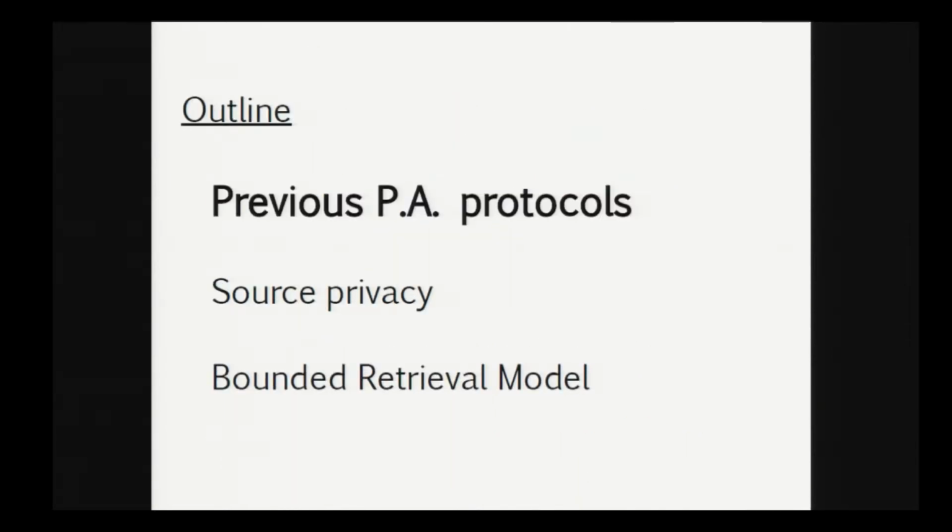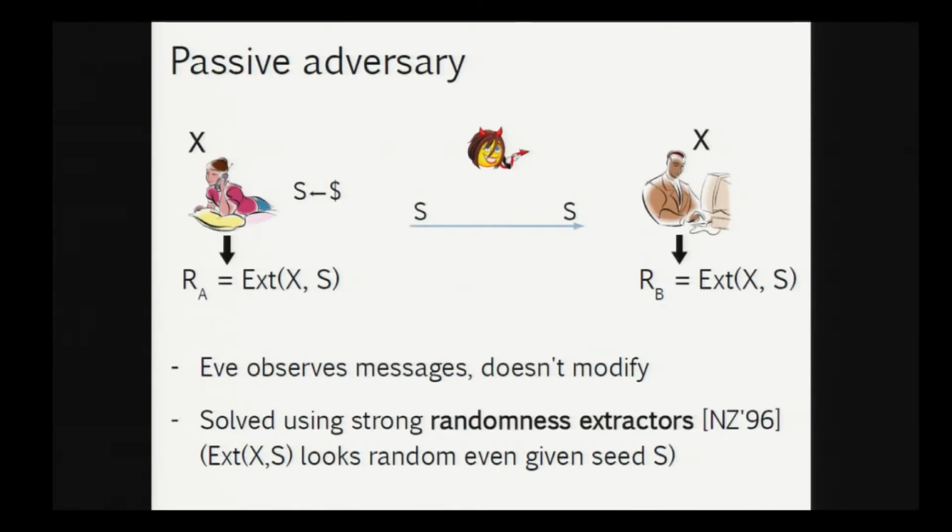I'm going to start by going through an overview of some of the previous privacy amplification protocols. Okay, so let's start in the case of the passive adversary. So this is where Eve sees the message, but she doesn't modify it. Okay, so in this case, the solution is very simple. You just use what's called a randomness extractor.